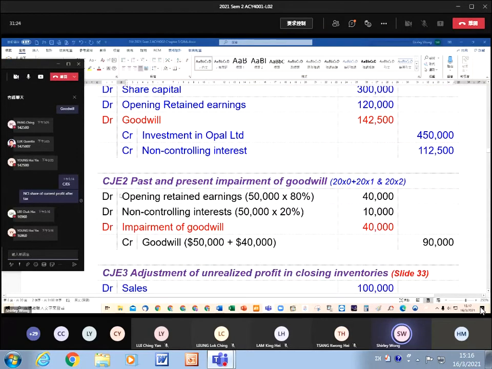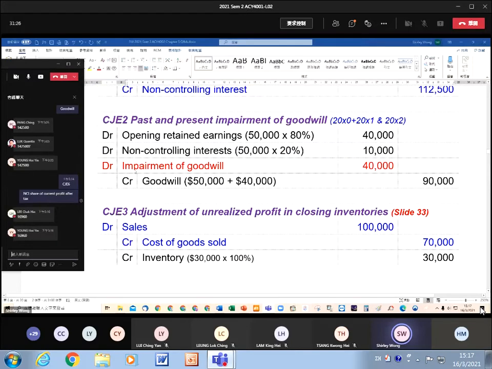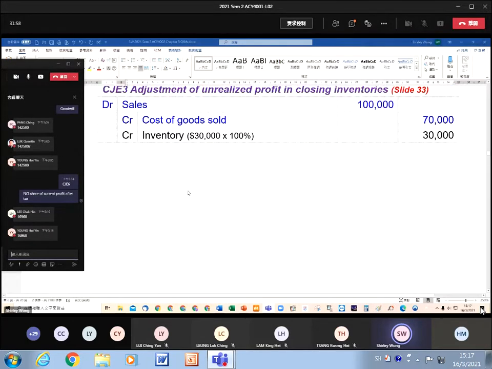And for CJE number 2 and CJE number 3: CJE number 2 is the impairment of goodwill. This impairment arises when we prepare the consolidation. Therefore, the NCI also needs to share the 20%. So this entry will affect the sharing of profit to NCI. For CJE number 3, because it is a downstream sale, this sales and cost of goods sold only appear in the parent's account. You will adjust the parent's account, but not the subsidiaries. So this entry will not affect the profit of the subsidiaries. Finally, you only have CJE2 that needs to be adjusted. So let's have a look at the answer.